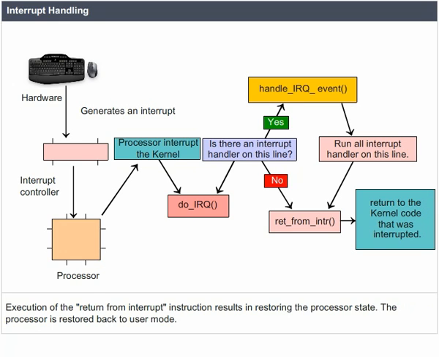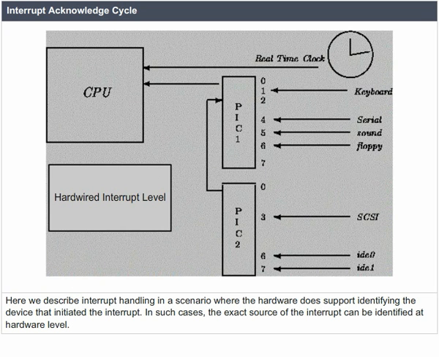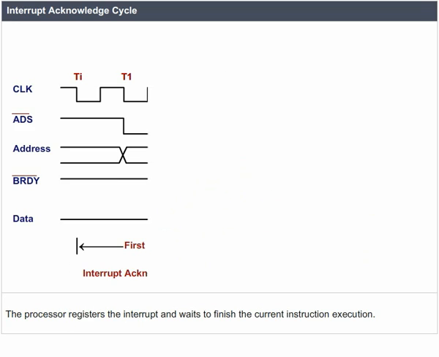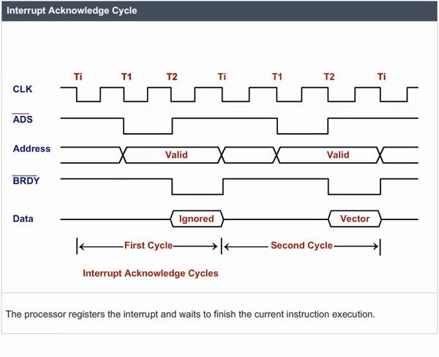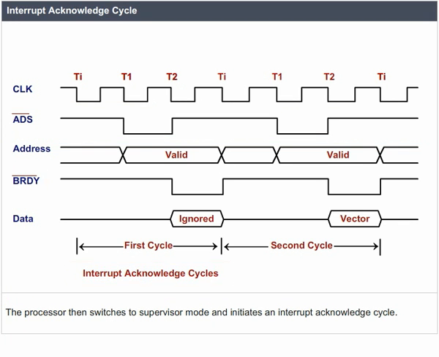Interrupt acknowledge cycle. Here we describe interrupt handling in a scenario where the hardware does support identifying the device that initiated the interrupt. In such cases, the exact source of the interrupt can be identified at hardware level. A device asserts the interrupt signal at a hardwired interrupt level. The processor registers the interrupt and waits to finish the current instruction execution. Once the current instruction execution is completed, the processor initiates the interrupt handling by saving the current register contents on the stack. The processor then switches to supervisor mode and initiates an interrupt acknowledge cycle.